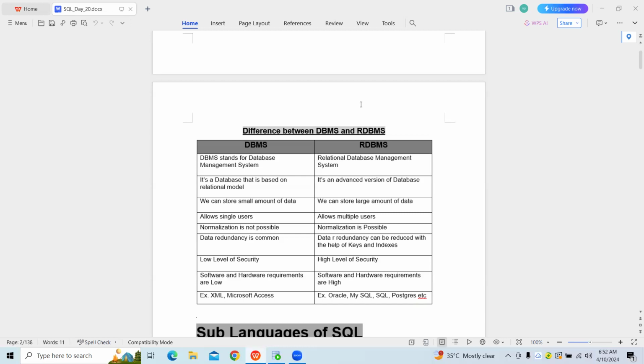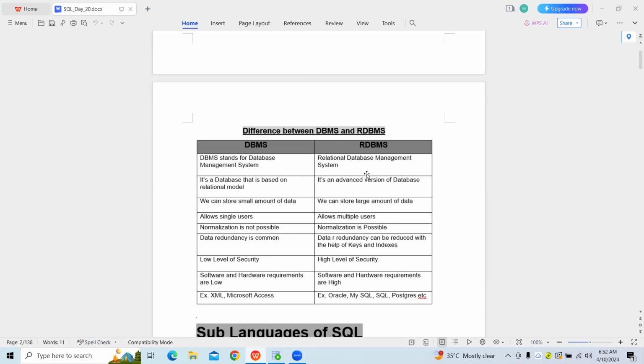So guys, DBMS is a basic model. It gives only a low level of security. The security features are very compromised. But RDBMS, being a high level model, has high security features. We can log the database also. And coming to software and hardware requirements, DBMS supporting only basic features, the software and hardware requirements are very low. RDBMS being an advanced model, the software and hardware requirements are also high.